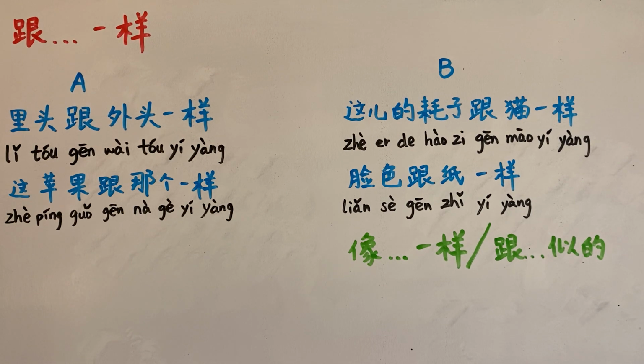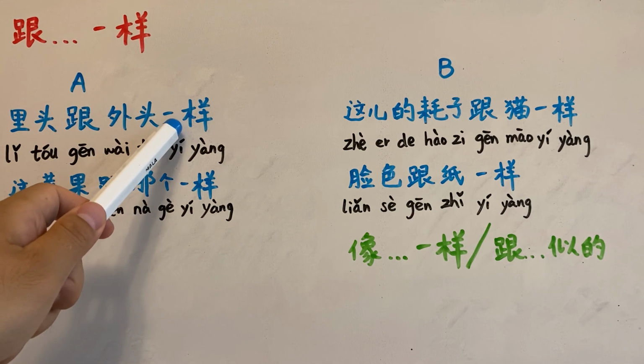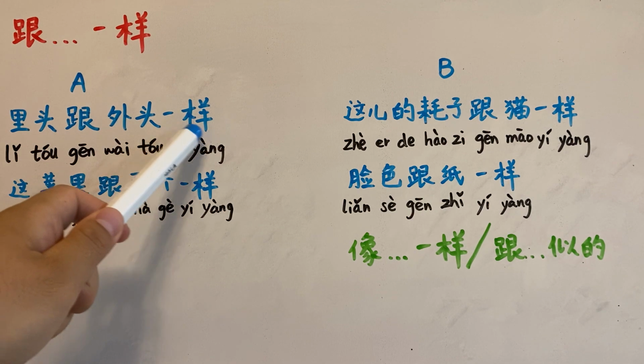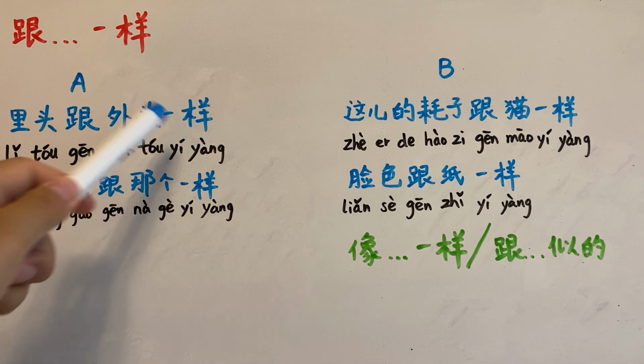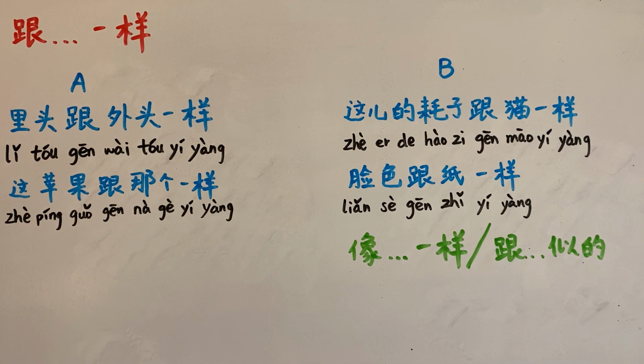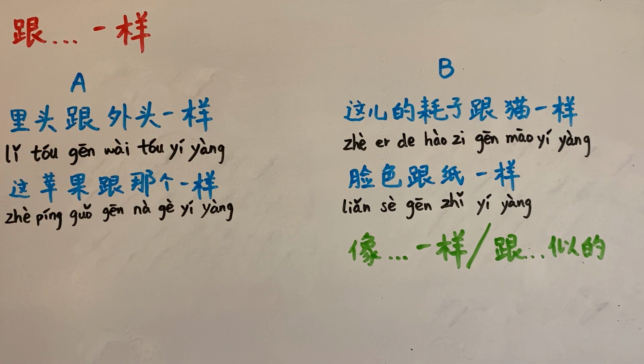So the stressed syllable should be on 一样. 一样 in this phrase, or you can call it a phrase or sentence, it doesn't matter. 里头跟外头一样. You may notice I stress 一样. This is a stressed syllable. 里头跟外头一样. It's to make a comparison between two things.